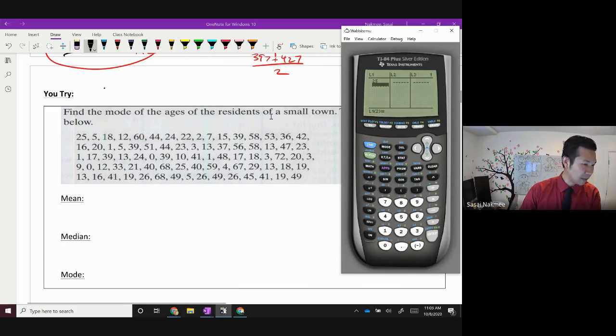So 25, 5, 18. I'm going to say this quietly so I don't throw you guys off if you're working along with me. 16, 24, 24, 22, 7, 15, 39, 58, 53, 36, 42. And I'm going to pause for a second. I just typed them all in, and I pressed enter along the way. 42 looks like it's the 16th number of my data. So that's the first line, typed in using my number pad.